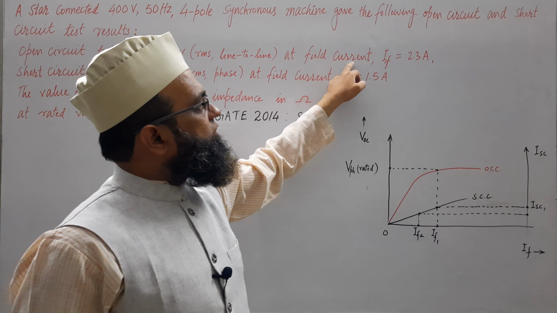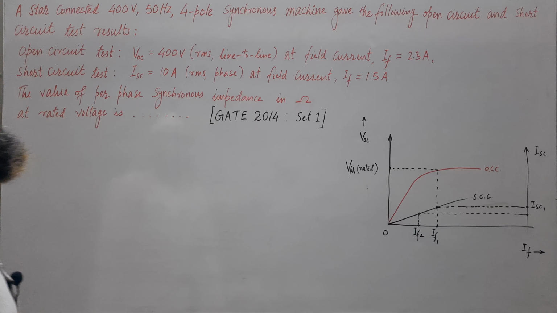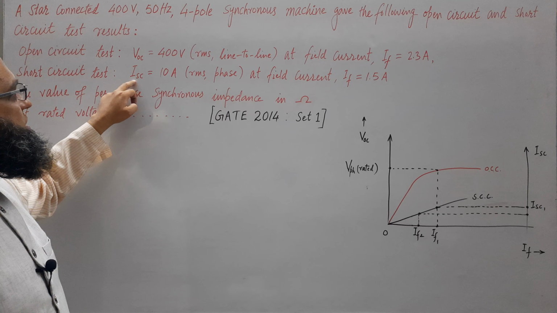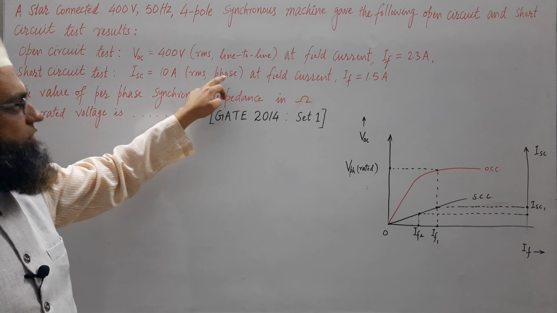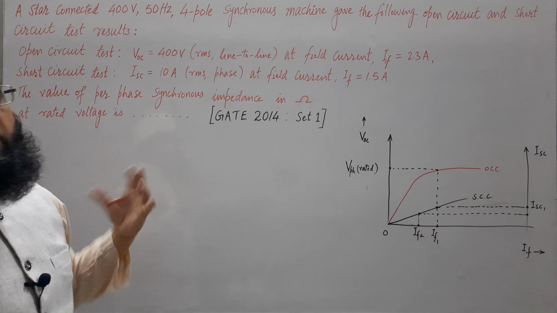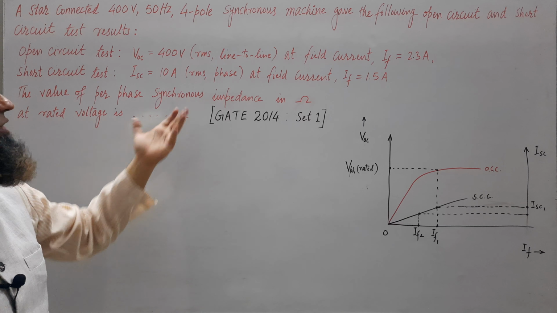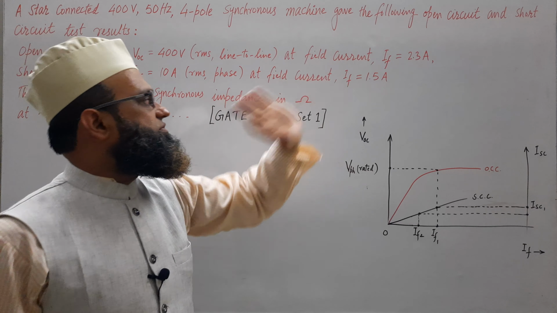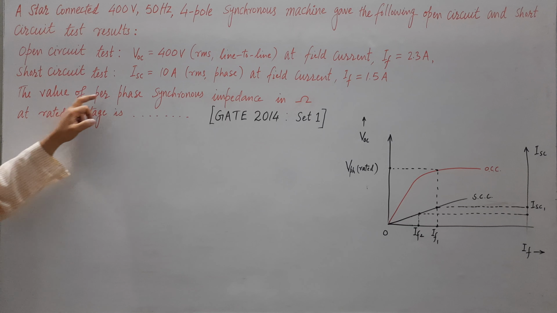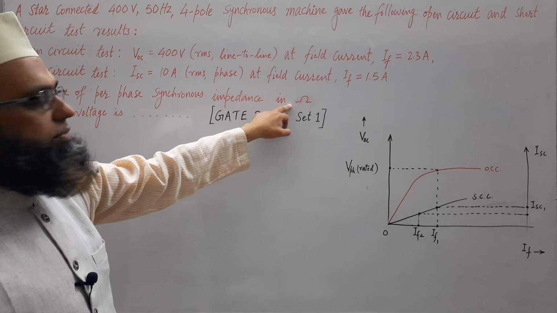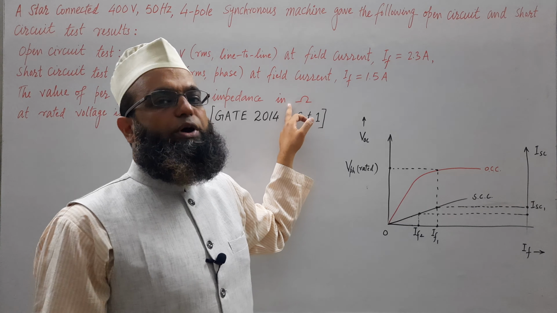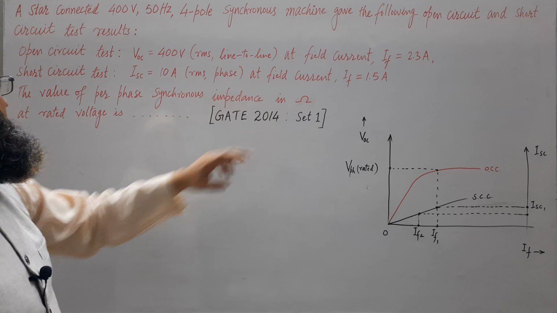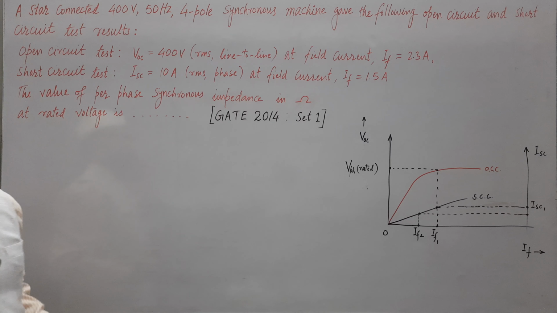At a field current of 2.3 ampere, and under the short circuit test, the short circuit current is 10 ampere RMS per phase. Whether phase or line, since it is star connected, it will be the same. We are asked the per phase synchronous impedance in ohm. Sometimes the actual value might be asked, sometimes the per unit value. So the synchronous impedance in ohm at rated voltage is required.